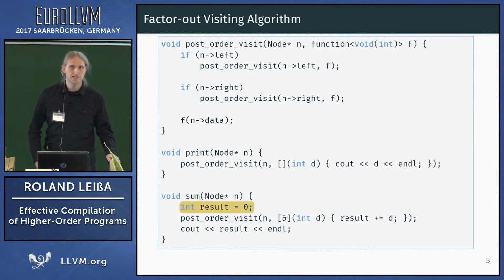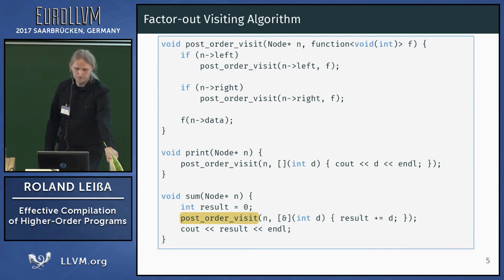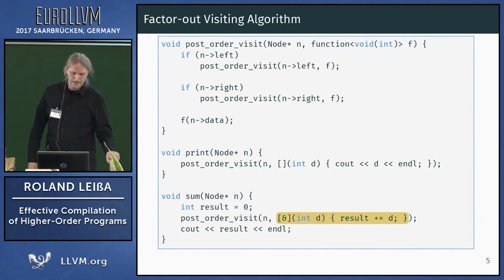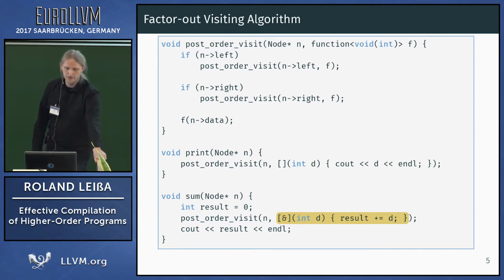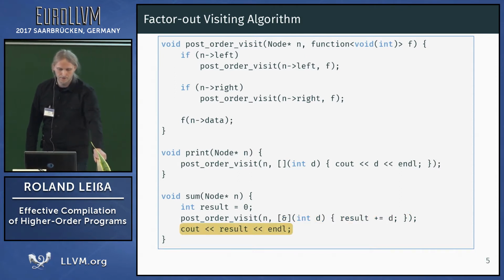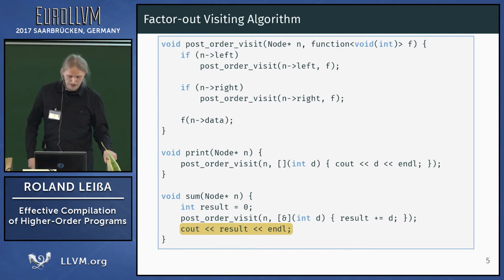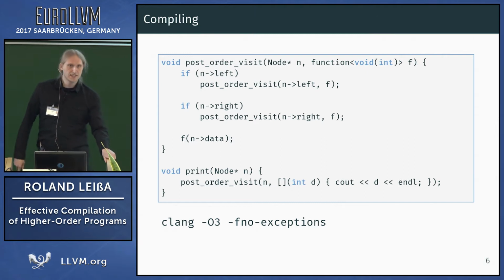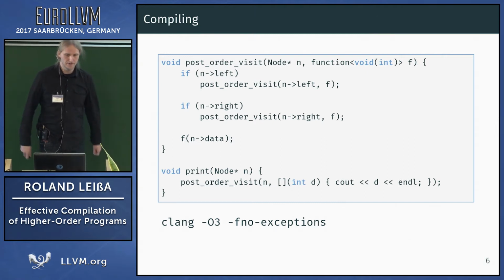Here's another use case. We can sum up all data in the tree. Here we have the variable result. Here we have the post order visit, and note that we are capturing the result variable here as a free variable in the closure, and then we dump out the result.